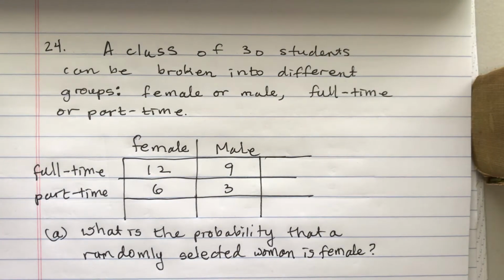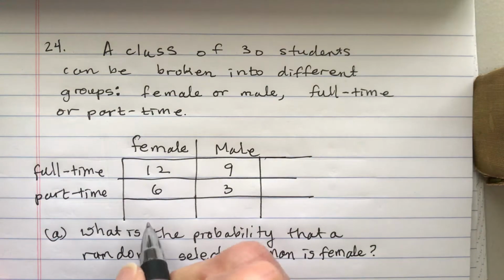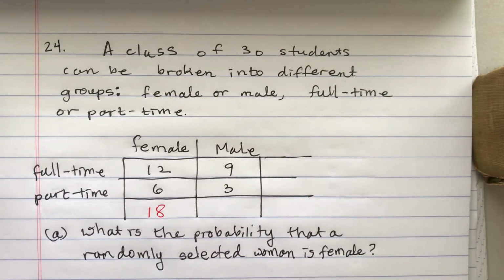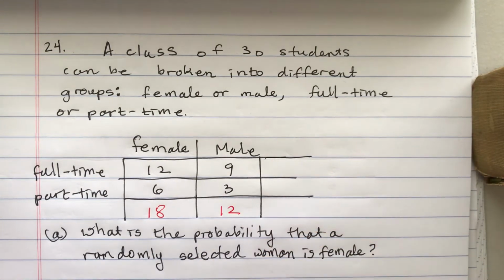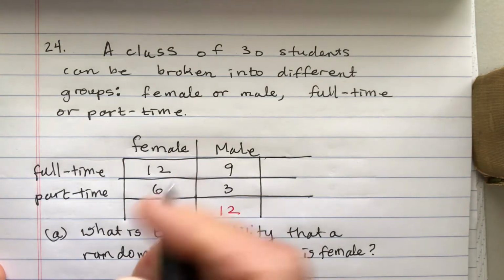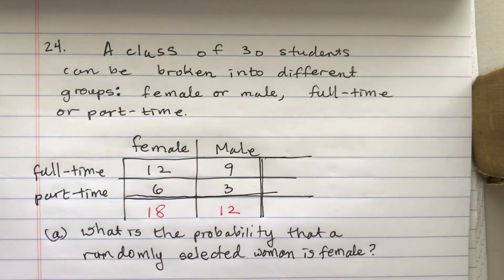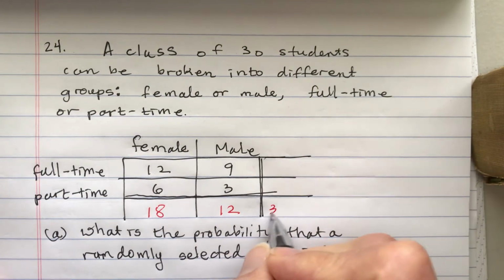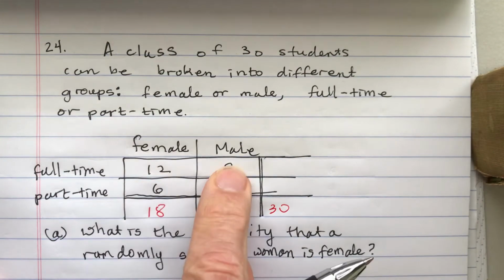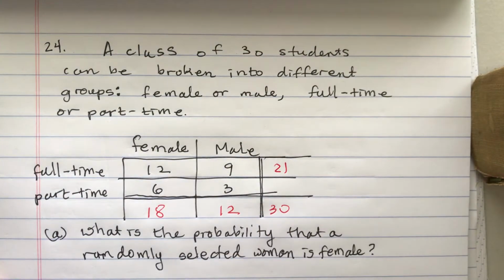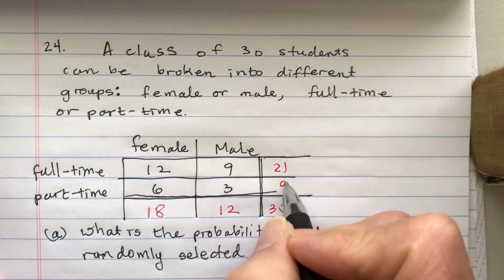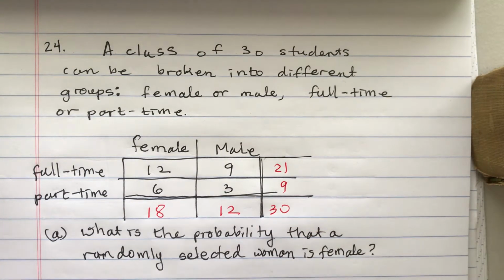Okay, so to answer that, what we can do is just add the column for females. That's 18. And let's add the column for males. That's 12. If we total 18 plus 12, we get 30. It should add the other way. 12 plus 9 is 21, so it's 21 full-time students, and 6 plus 3 is 9 part-time students.